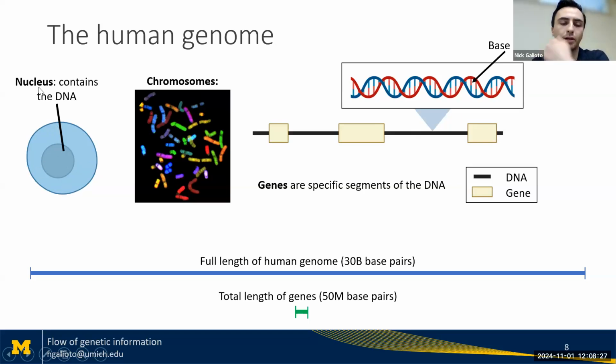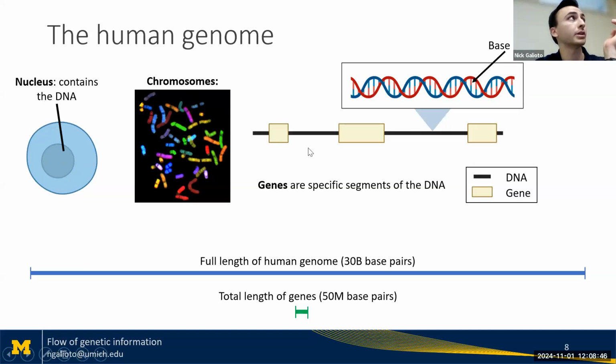So in the human nucleus, we have 46 chromosomes, and here's an actual picture of them using a technique where you can actually paint each of the chromosomes. So it's pretty cool to see them. The genome, what it is, it's long strands of DNA.